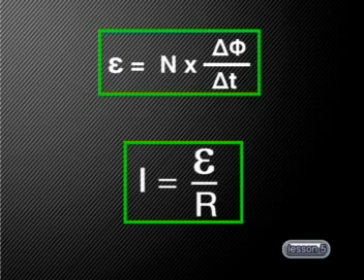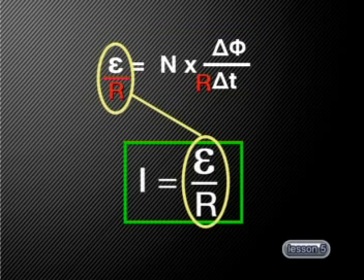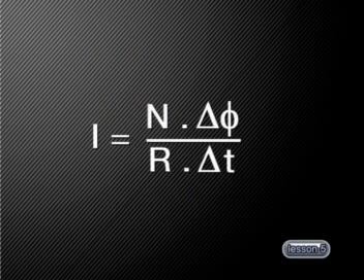Now we can use Ohm's law to calculate the induced current in a coil if we know the total resistance of the coil and have calculated the magnitude of the EMF from Faraday's law. In fact, it is not difficult to combine these two equations. All we need to do is simply divide the Faraday's law equation through by R, the total resistance, to get an equation to calculate the magnitude of the induced current.